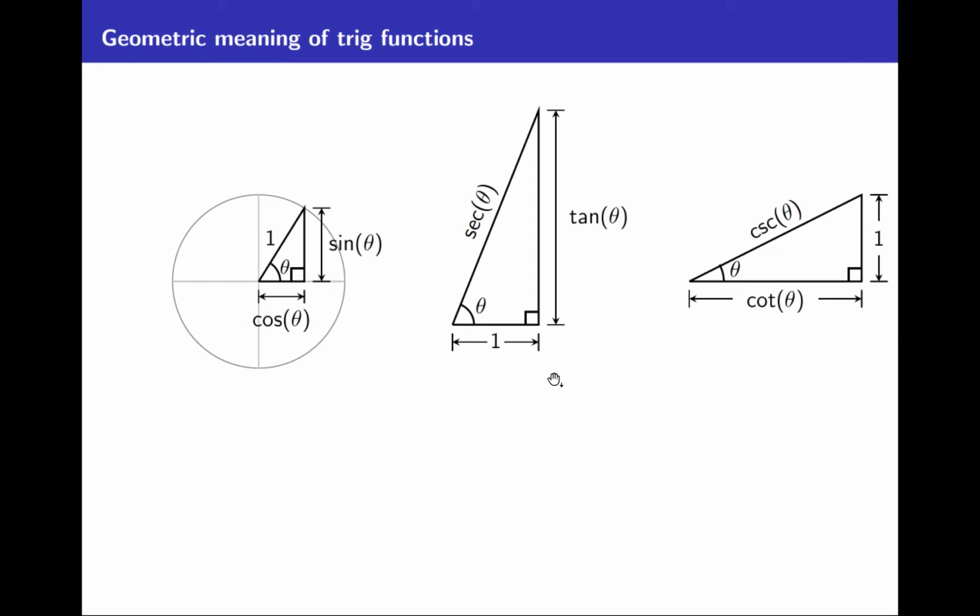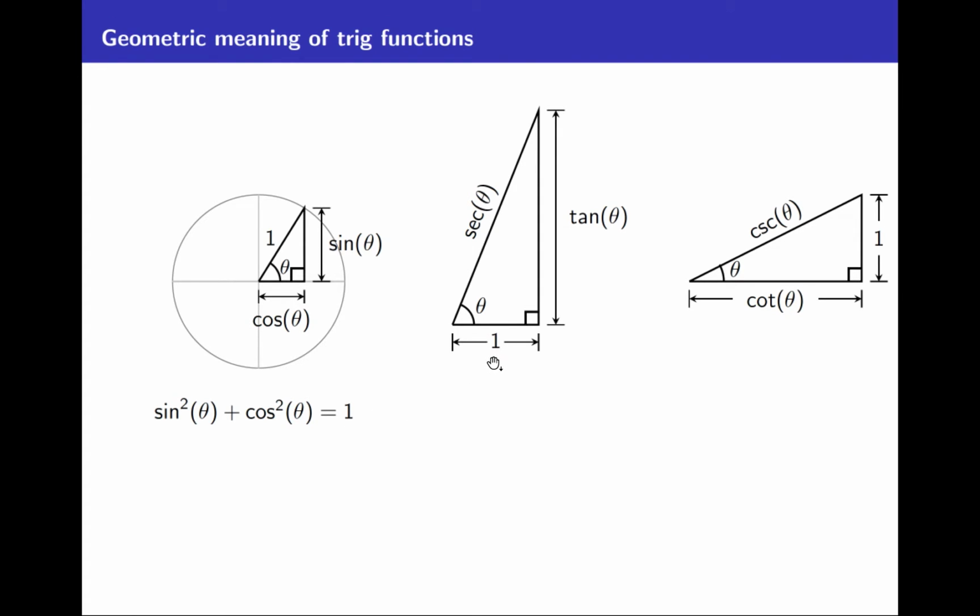So we have three pictures that give geometric meanings to the functions sine, cosine, tangent, secant, cotangent, and cosecant. One thing that comes from looking at pictures like this is, if you use the Pythagorean theorem, this picture says that cosine of theta squared plus sine of theta squared equals 1 squared. I'm going to write that down: sine squared theta plus cosine squared theta equals 1.